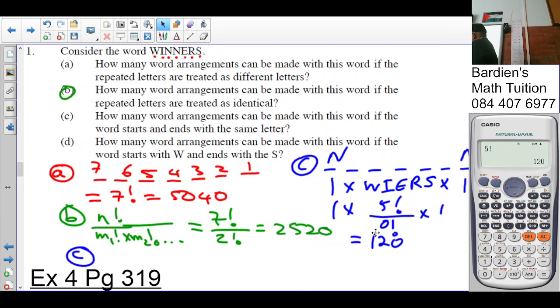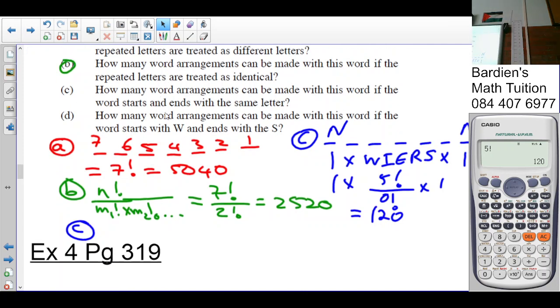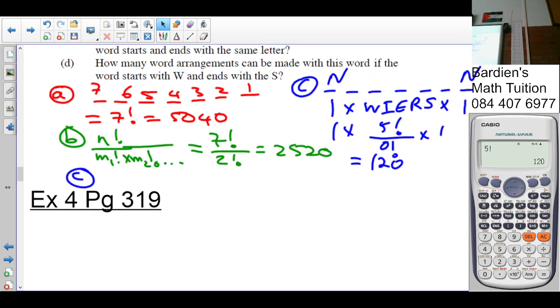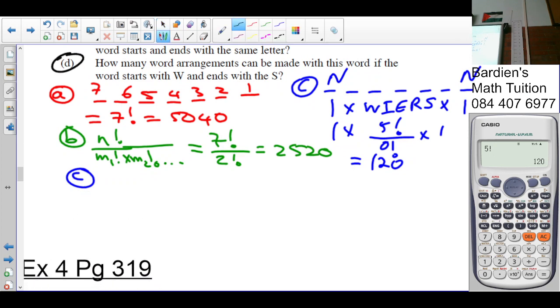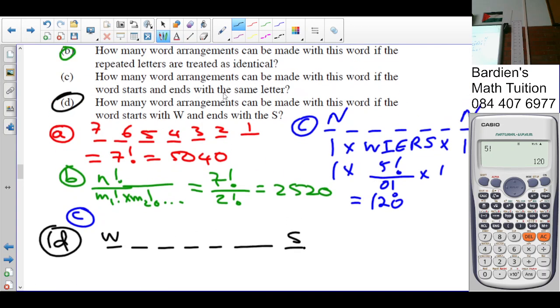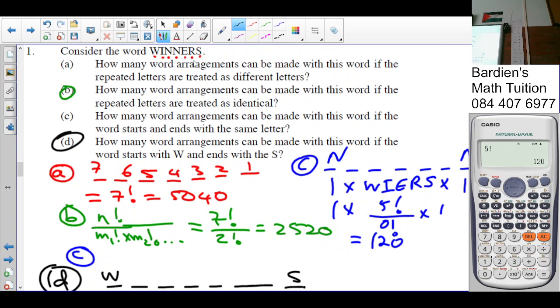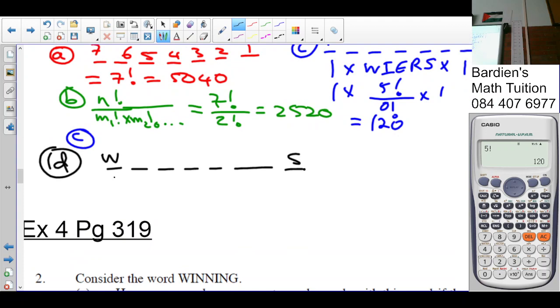Okay. And the last question, number 1D of exercise 4 on page 319. How many word arrangements can be made with the word if the word starts with W and ends with an S? Starts with a W. There's 1, 2, 3, 4, 5, 6, 7. Starts with a W and ends with an S. So as you can see, the word starts with a W and ends with an S anyway. Then what am I left with? Inner. So how many options do I have here?